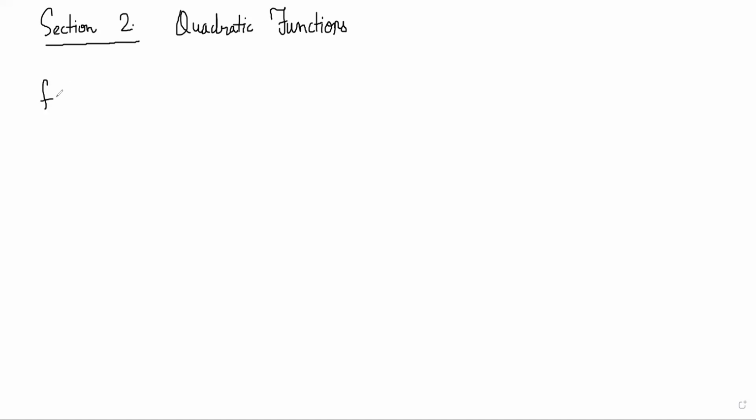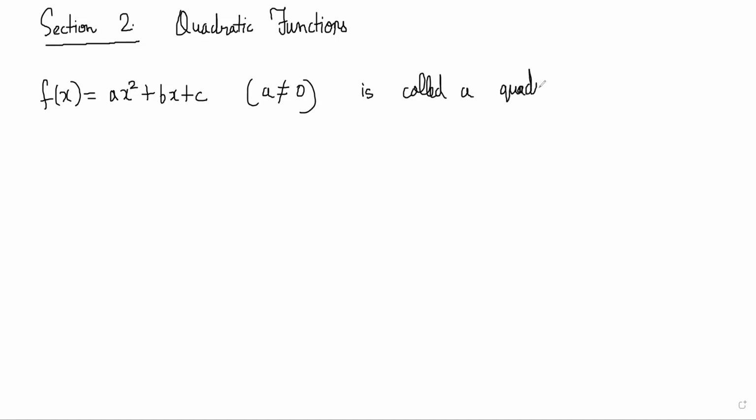If we have a function f of x, which is given by ax square plus bx plus c, such that a is not equal to 0, then this is called a quadratic function. The degree of the polynomial is 2, therefore it is called a quadratic. And we can write this in the following equivalent forms.